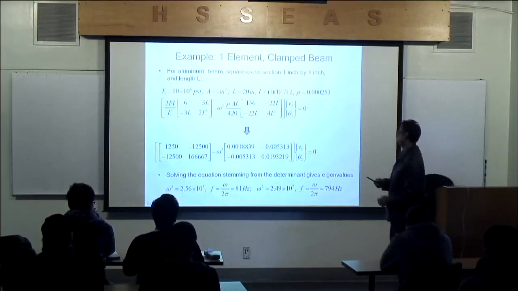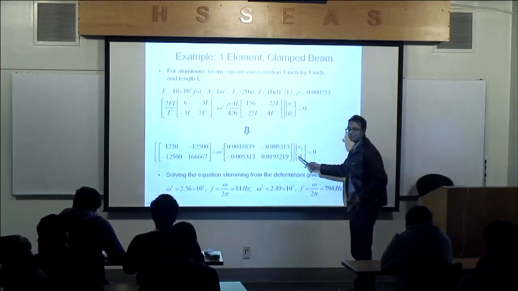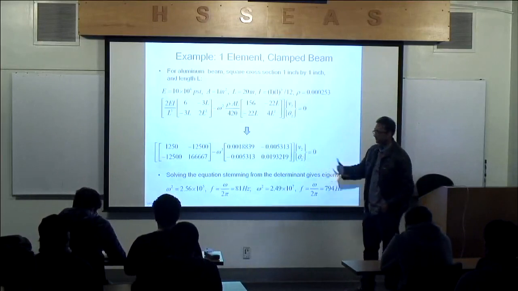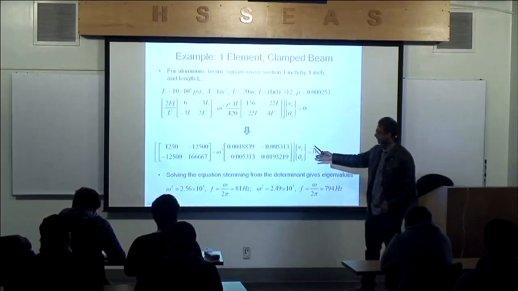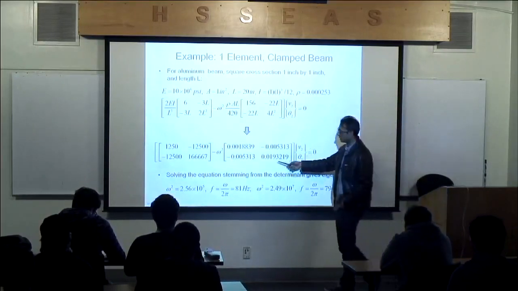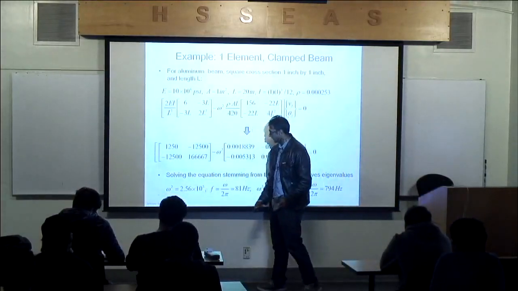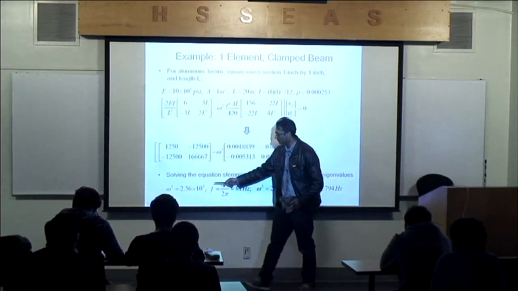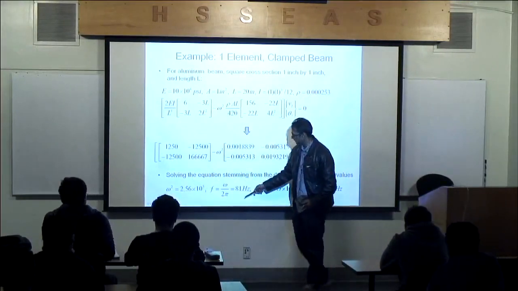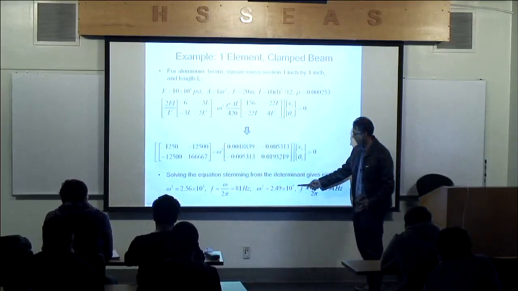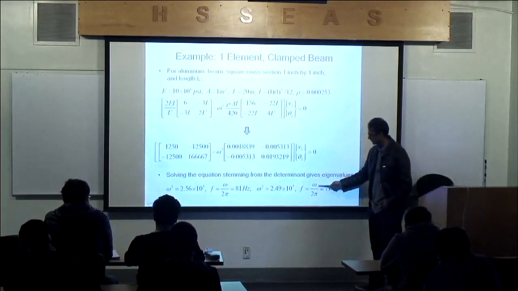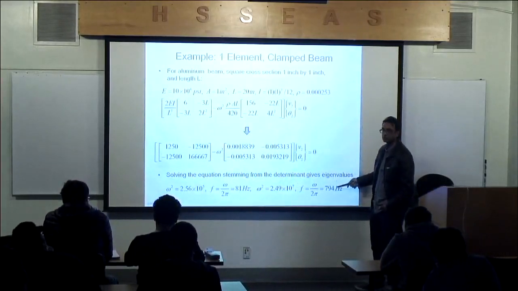When I did that in Mathematica, I found omega squared to be equal to 2.56 times 10 to the 5. The frequency is the square root of that divided by 2 pi, which gives 81 hertz. And the other omega squared is 2.49 times 10 to the 7th, and the frequency is 794 hertz.